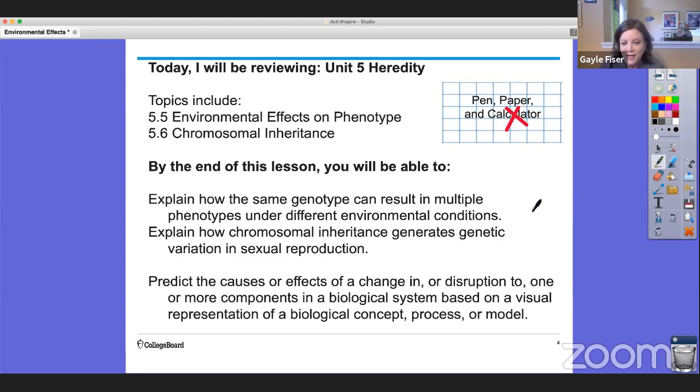explain how chromosomal inheritance generates genetic variation in sexual reproduction, and predict the causes or effects of a change in or disruption to one or more components in a biological system based on a visual representation of a biological concept, process, or model. And you won't need a calculator today, just pen and paper.